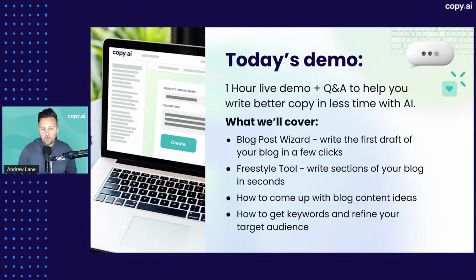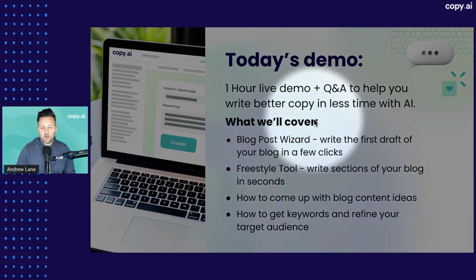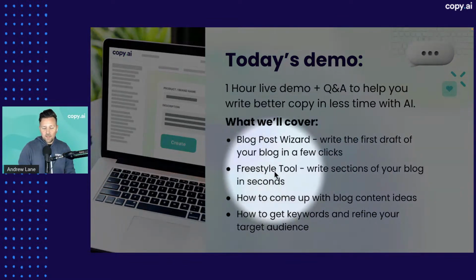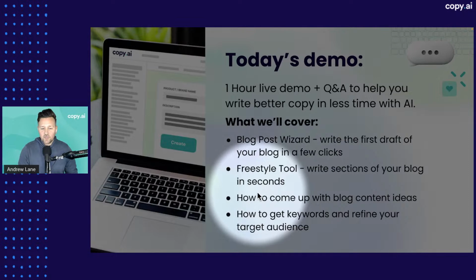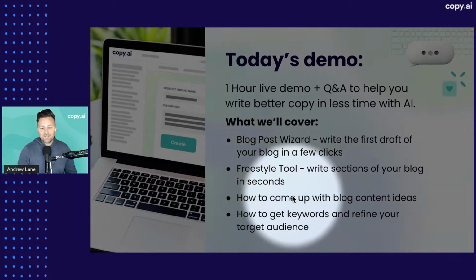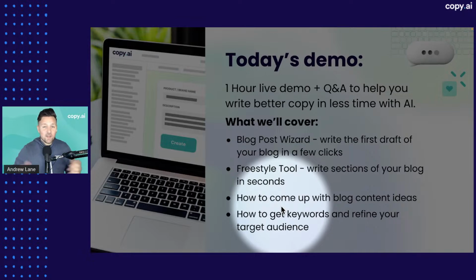Number one, the blog post wizard. You can use it to write the first draft of your blog in just a few clicks. The Freestyle Tool is a great tool to help you write different sections of your blog content and gives you a little bit more creative control over what you write. And we'll also talk about how to come up with blog content ideas, how to get keywords and refine your target audience, and anything else that comes up.